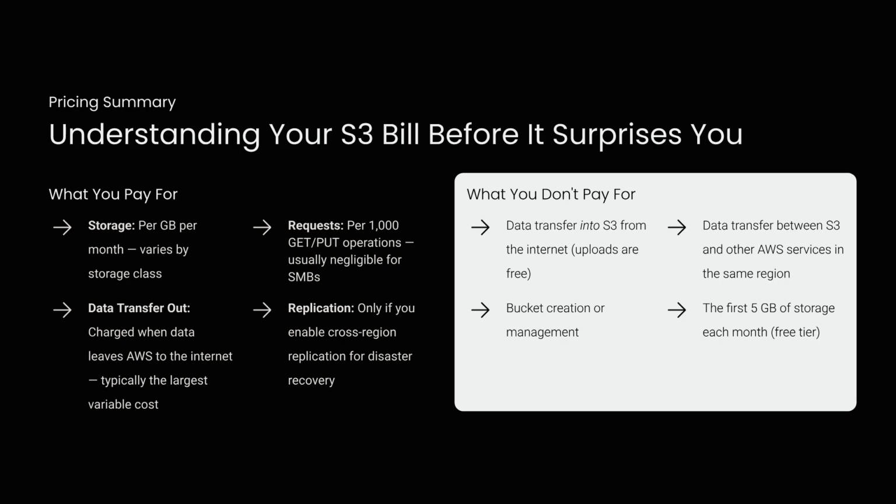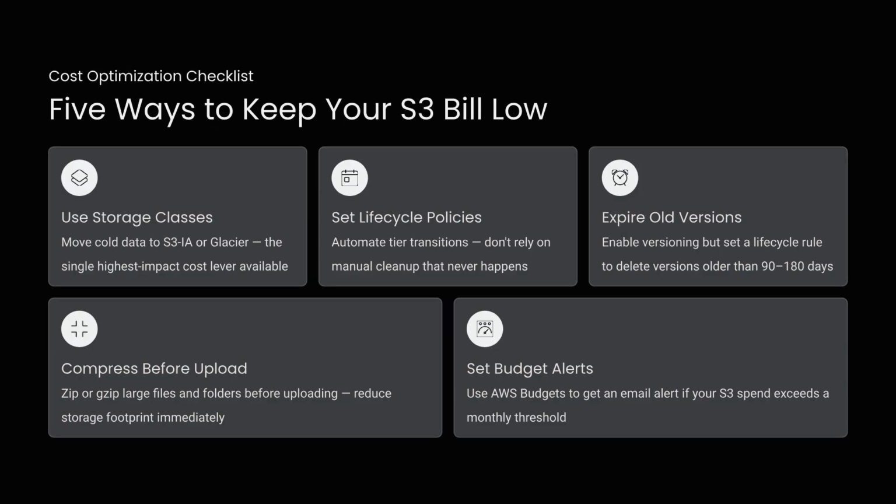When understanding your S3 bill, you pay for storage per gigabyte per month and for requests, which are usually negligible for small businesses. Data transfer out of AWS to the internet is typically the largest variable cost. You do not pay for data transfer into S3, data transfer between S3 and other AWS services in the same region, bucket management, or the first 5 gigabytes of storage each month, thanks to the free tier.